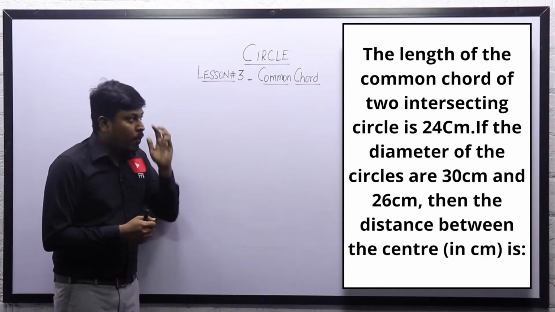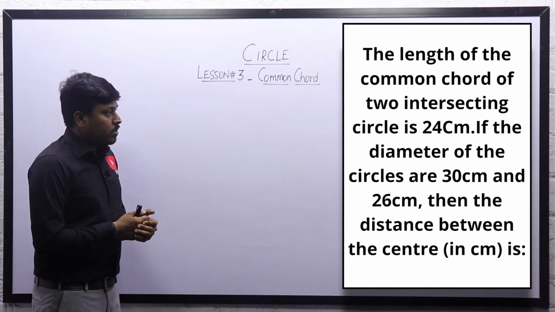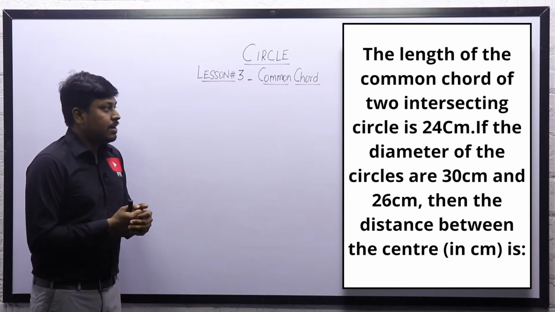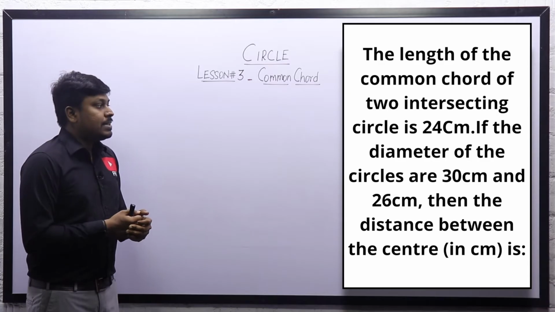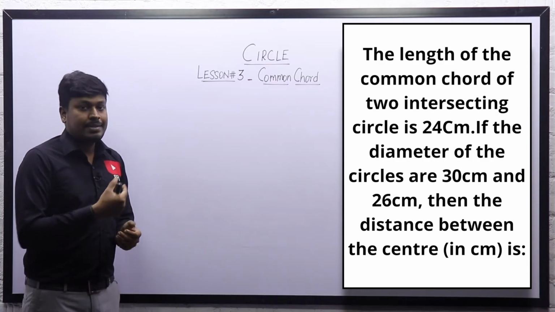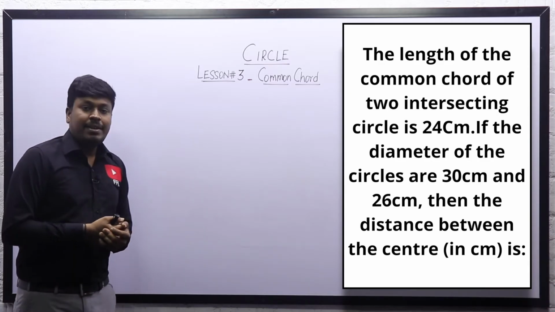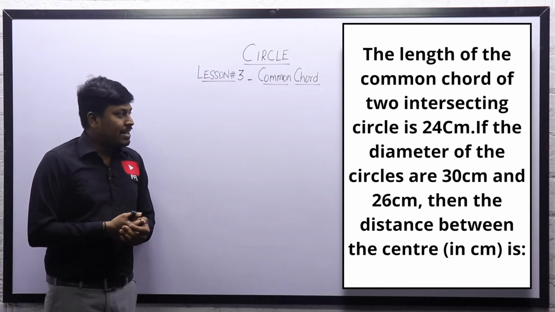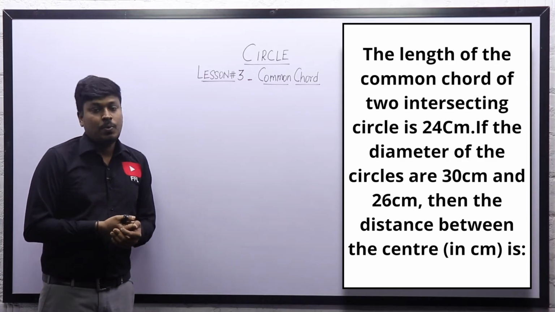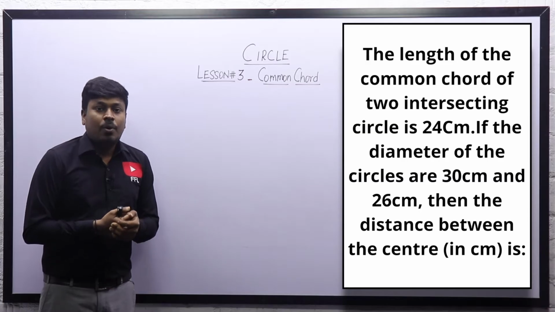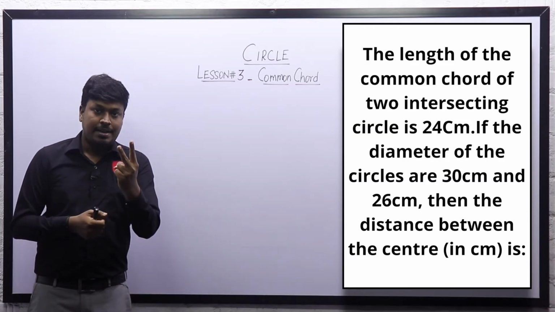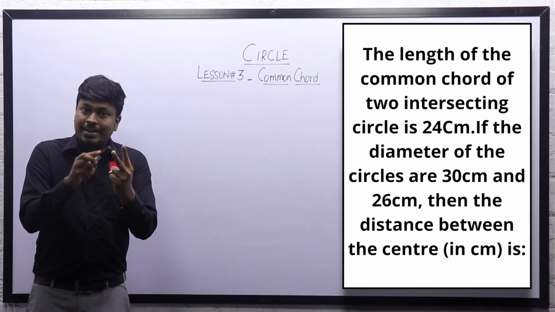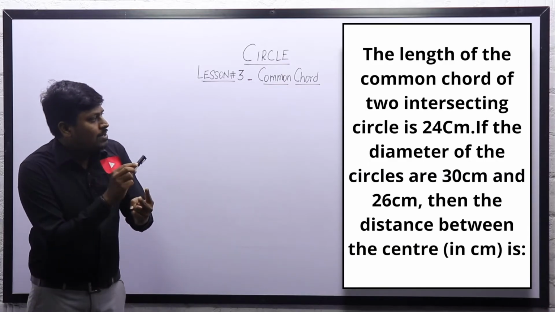So question number 1. The length of the common chord of 2 intersecting circles is 24 centimeter. If the diameters of the circles are 30 centimeter and 26 centimeter, the distance between the centers is. So friends, read the question again and try to understand what they are saying. The length of the common chord of the 2 intersecting circles. So there are 2 circles, right? And the common chord for the 2 circles is given.